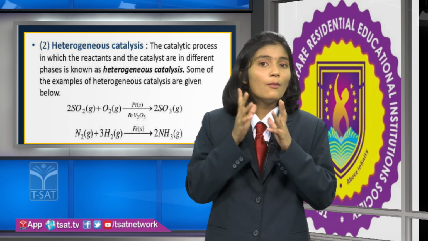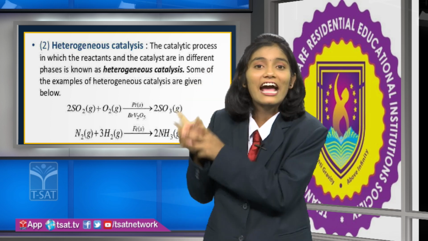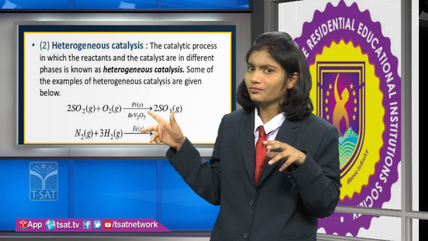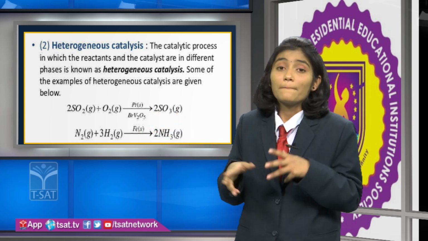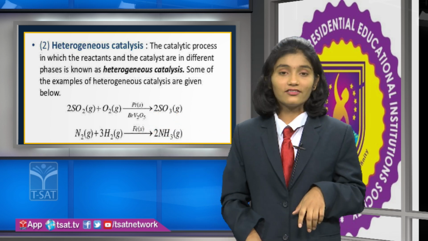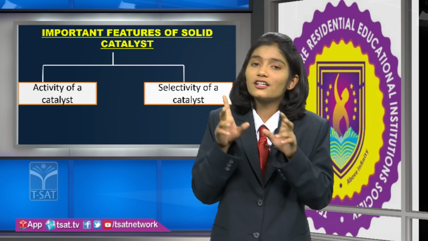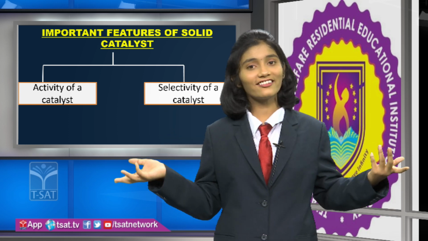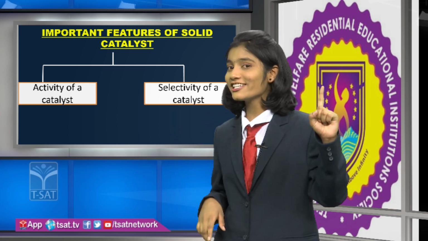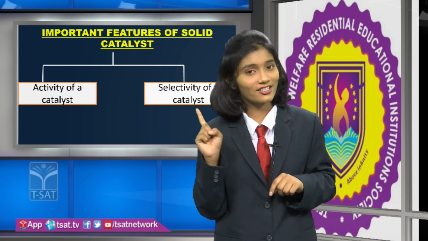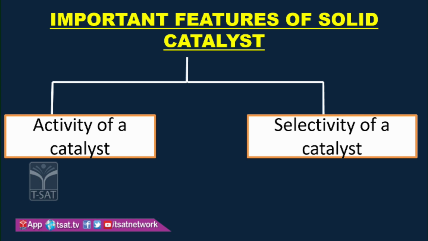Do you know, friends, most of the heterogeneous catalysts are solid in nature. So friends, let us move a bit further. For these solid catalysts, there are two important features. What are they? One is the activity of a solid catalyst and the other is the selectivity feature of a solid catalyst. Now let us have a closer look at the activity of a catalyst.